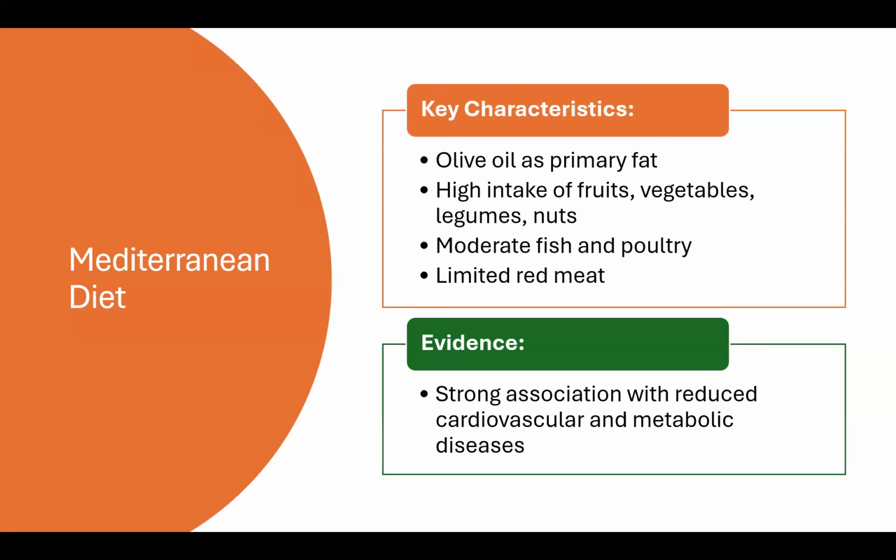Now there is another type of diet which is very popular these days, which is the Mediterranean diet. It uses olive oil as primary fat because it is from the Mediterranean region, where olive oil is a basic component and an important part of their daily diet. It has high intake of fruits, vegetables, legumes, and nuts, moderate fish and poultry, and limited red meat. It has a strong association with reduced cardiovascular and metabolic diseases.